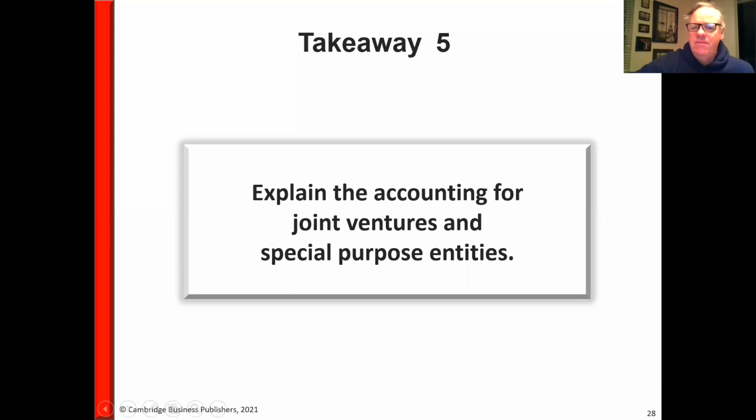So we've been talking about investments in other companies, and now we're going to talk about a particular type of investment in other companies. They're called joint ventures and special purpose entities. We've referenced special purpose entities before. That's a company set up to perform a particular service for another company.